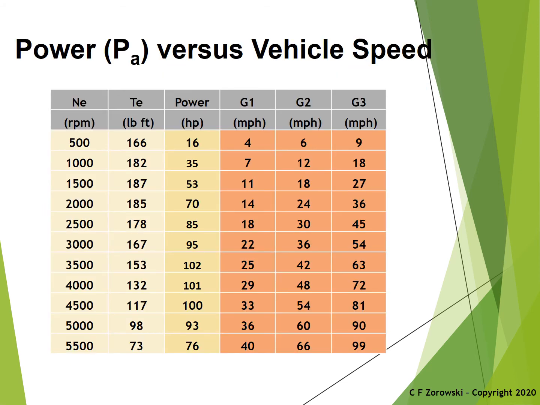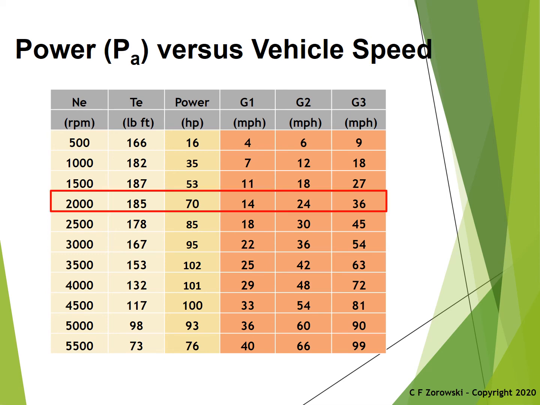This chart lists the given performance data together with output power at corresponding vehicle speeds in all three gears. The previously calculated results at 2,000 RPM engine speed are highlighted.